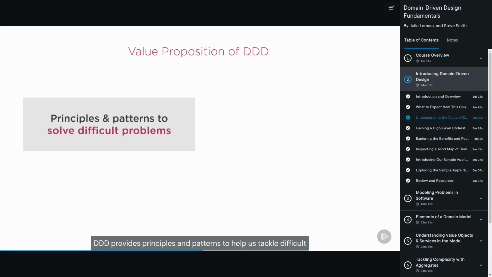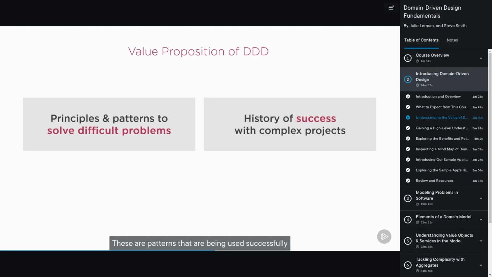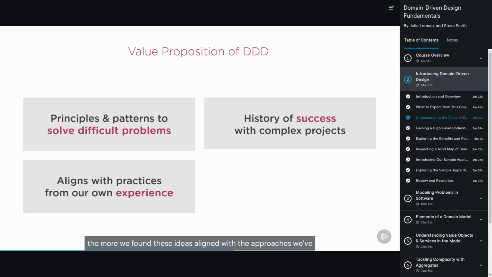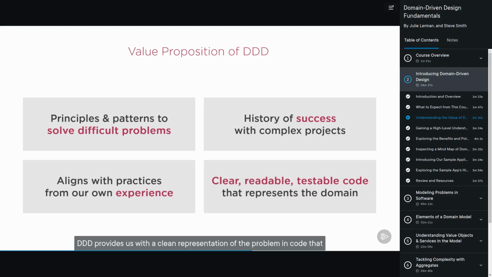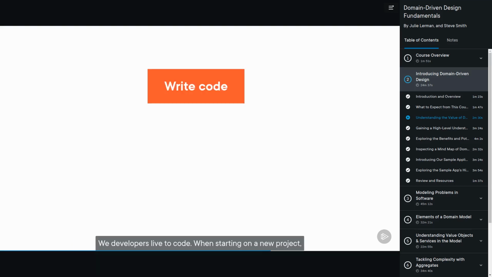DDD provides principles and patterns to help us tackle difficult software problems and even business problems. These are patterns that are being used successfully to solve very complex problems. The more we've learned about DDD, the more we've found these ideas align with the approaches we've learned from our many combined years of experience. DDD provides us with a clean representation of the problem in code that we can readily understand and verify through tests. We developers live to code. When starting on a new project, we're eager to jump in and start coding so that we can build some software.